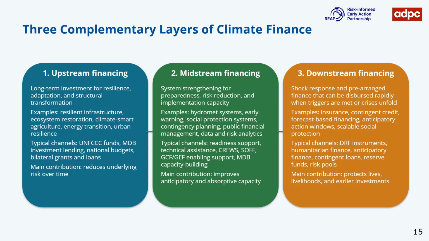Downstream financing supports shock response and prearranged finance that can be dispersed rapidly when triggers are met or crises unfold. Examples include insurance, contingent credit, forecast-based financing, anticipatory action windows, scalable social protection, reserve funds, and risk pools. The important message is that these layers are complementary. Upstream finance reduces risk. Midstream finance strengthens systems. Downstream finance protects lives, livelihoods, and earlier investments when shocks occur.